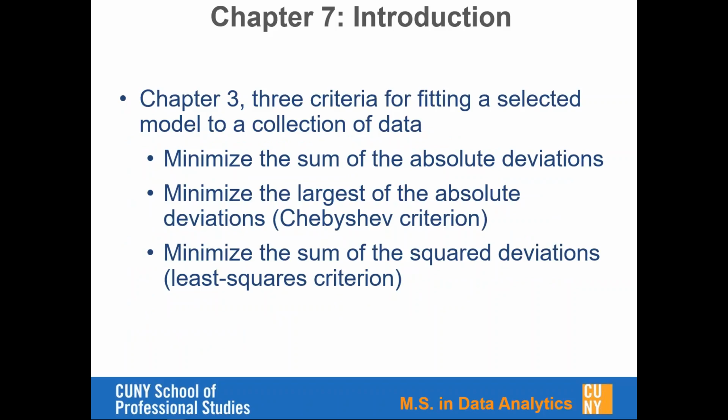previously in chapter 3, we said there are 3 criteria for fitting or selecting a model to a collection of data. You want to minimize the sum of the absolute deviations, minimize the largest of the absolute deviations, the Chebyshev criterion, or minimize the sum of the squared deviations, the least squares criterion. So I want to comment that in chapter 3, we have a homework that's actually trying to minimize the largest of the absolute deviations.